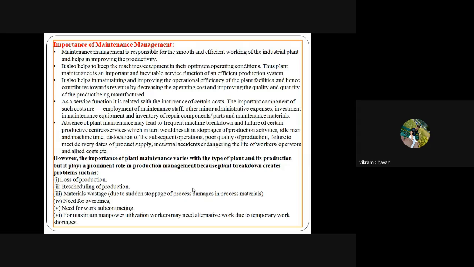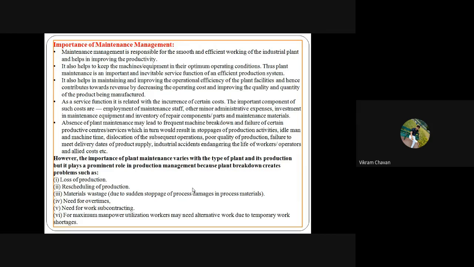Then we have to reschedule that particular production. Okay, rescheduled time is one kind of extra burden for the company. The same production we have to reschedule, so it will be a burden for the industries. Then due to the low quality production, the wastage of material will happen. Okay, due to sudden stoppage of process, damage to in-process material.